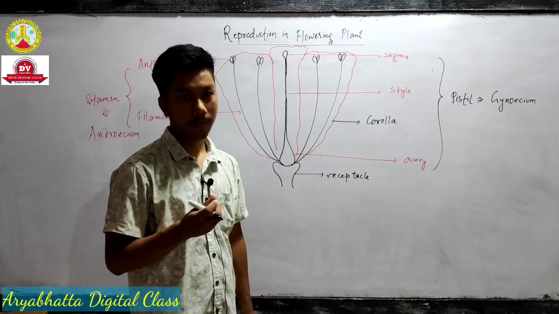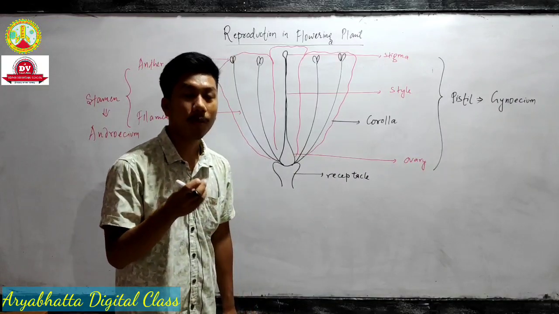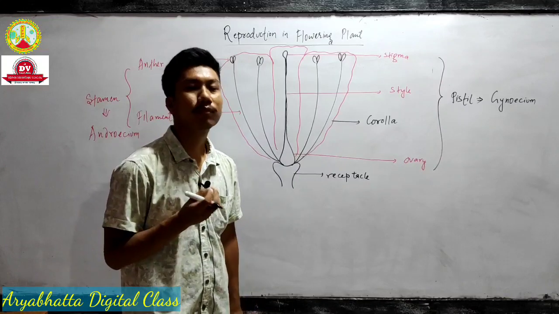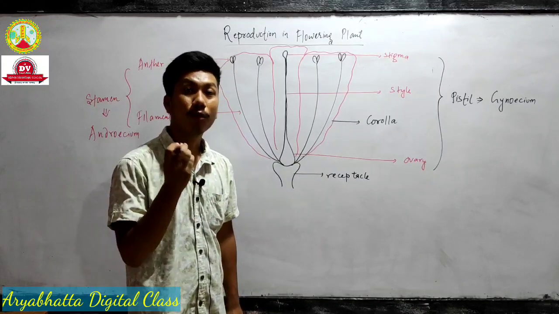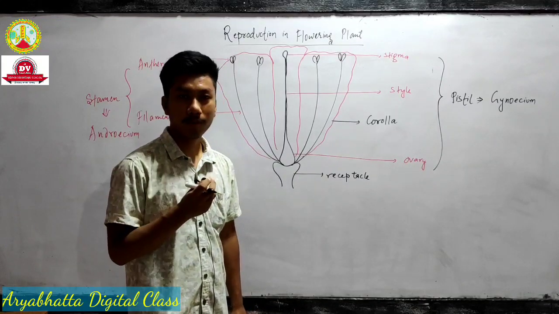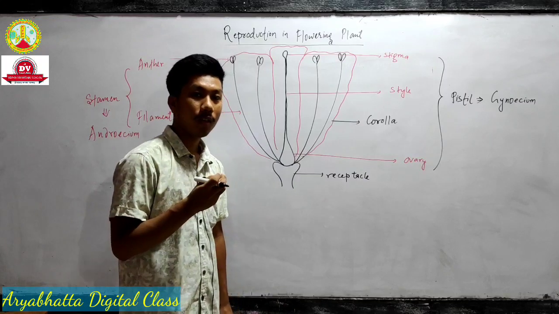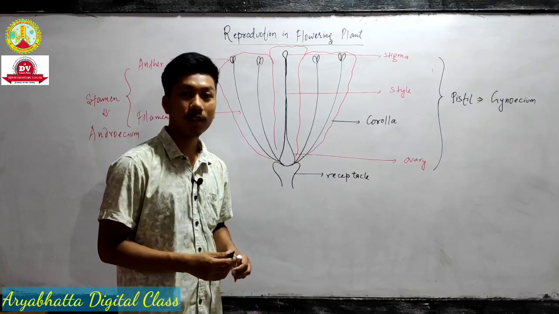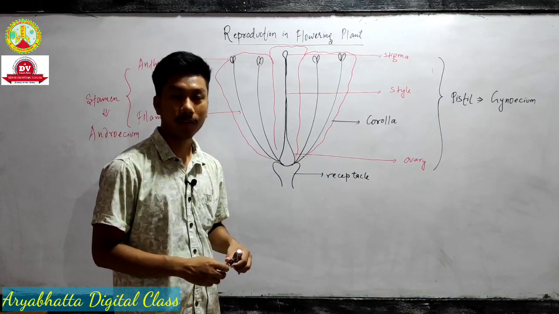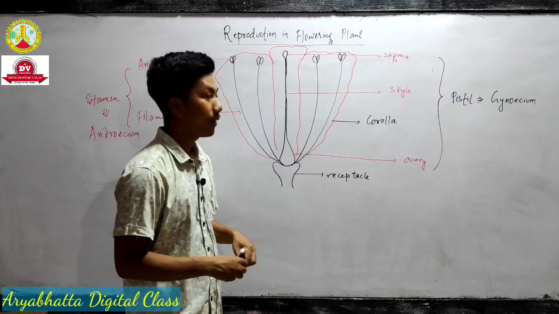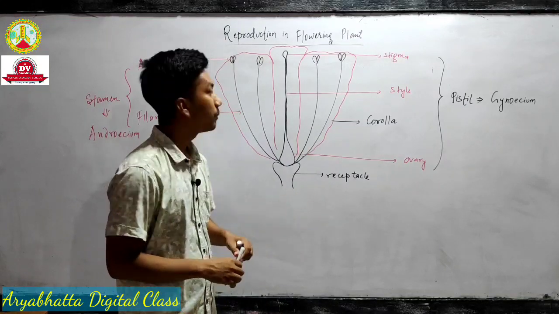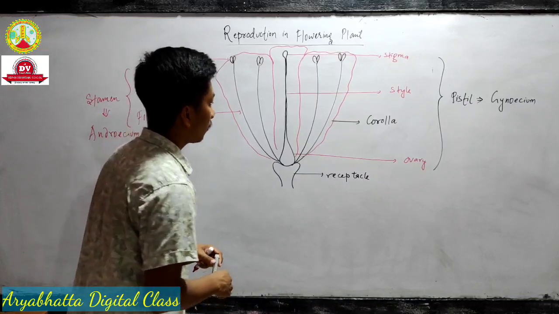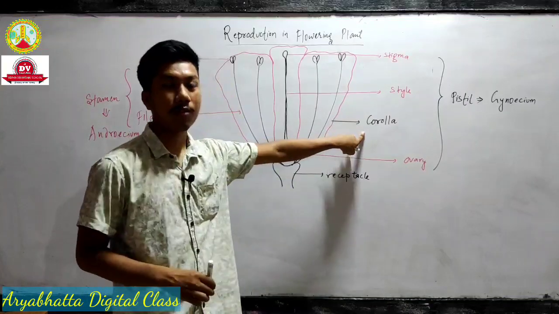Why are they colorful? Because they attract insects. Why? For pollination. What is pollination? Pollination is the transfer of pollen grains from the anther to the stigma, right? We will discuss this in our next topic, in this chapter only. So those structures are called the corolla.